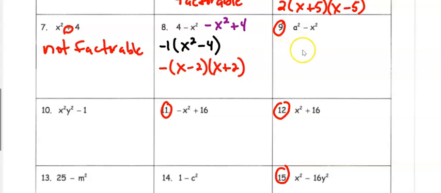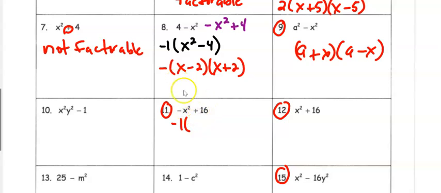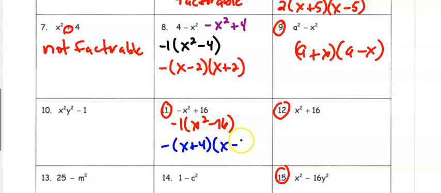Okay, so for number 9, you should have a plus x and a minus x. For 11, a little bit more to it. Again, we've got to factor out that -1. Don't fall for just seeing the plus and assuming it's not factorable, because we had not factored out that GCF. So we have the -1, rewriting this as x squared minus 16. So now my answer is the negative or opposite of x plus 4 times x minus 4.